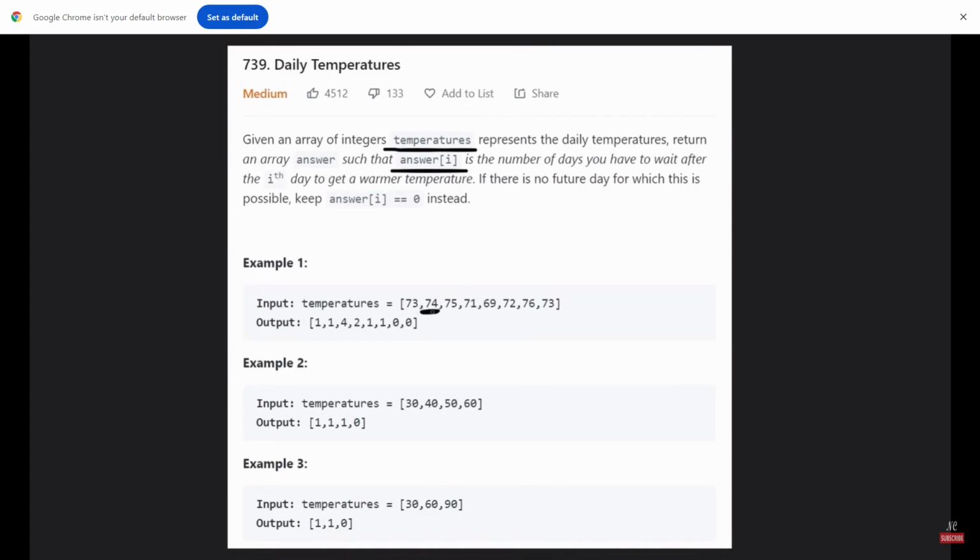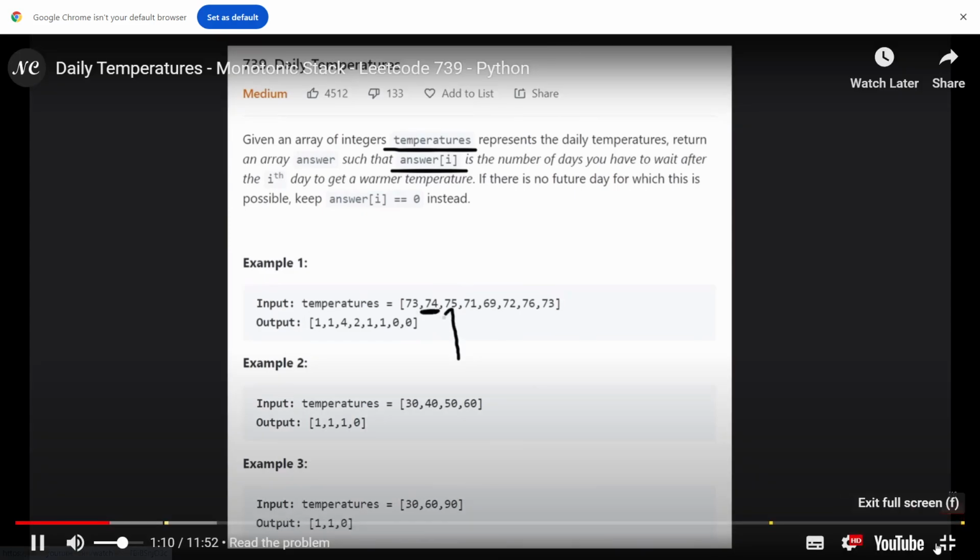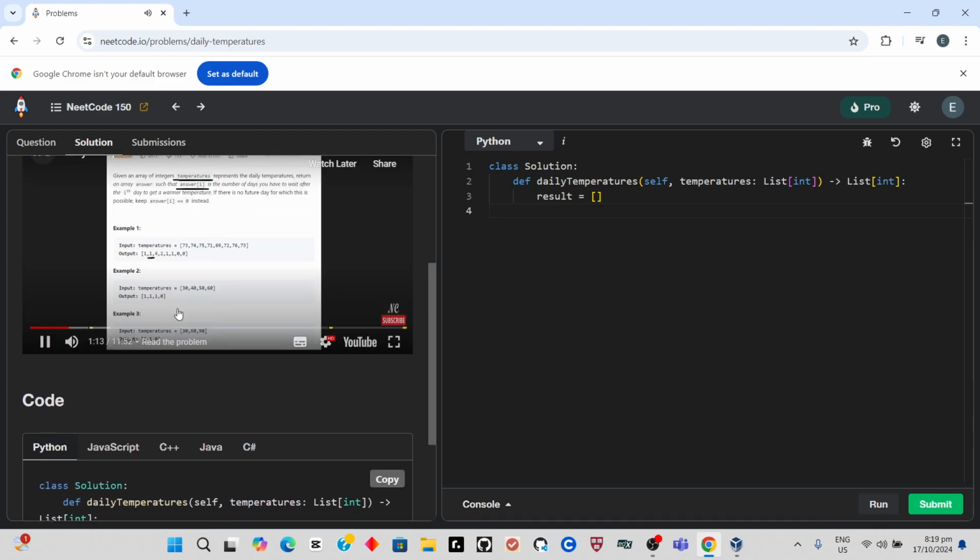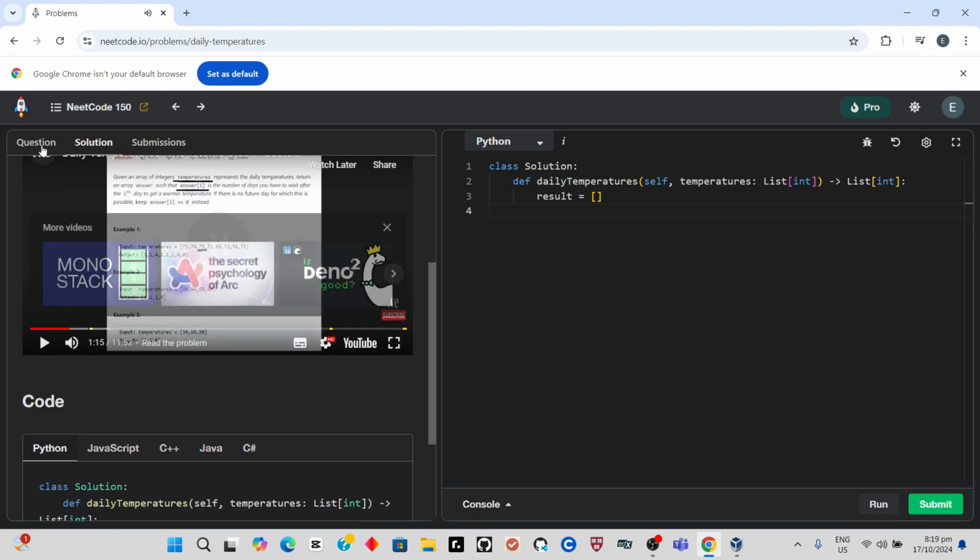What about 74? How many days did it take us to find a new temperature that was greater than it? 75, 1 day later, right? Okay, for 75, how many days did it take?